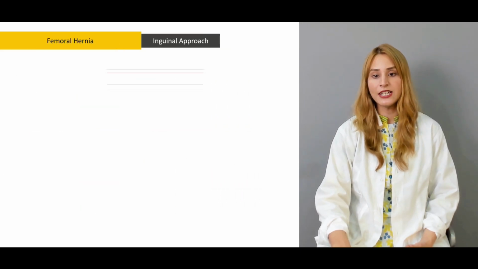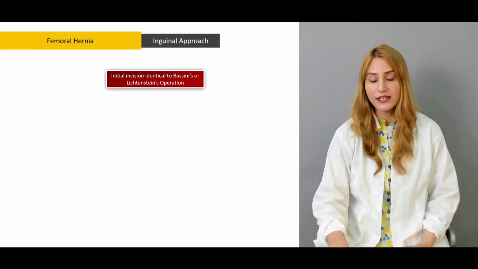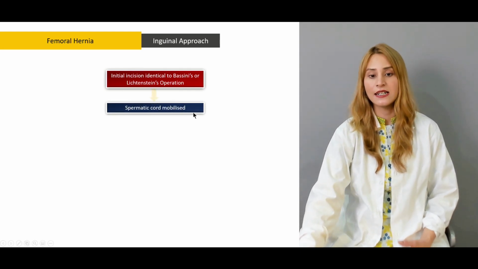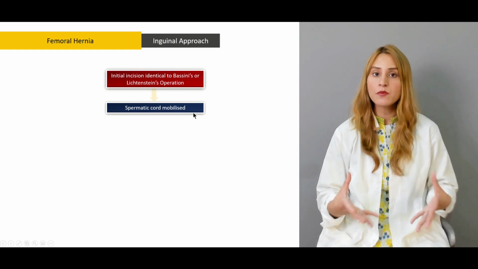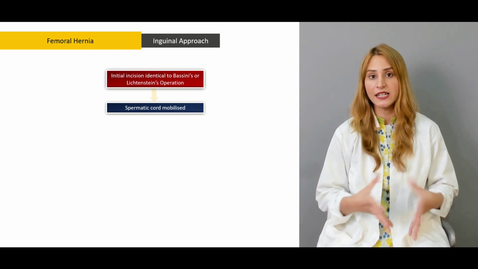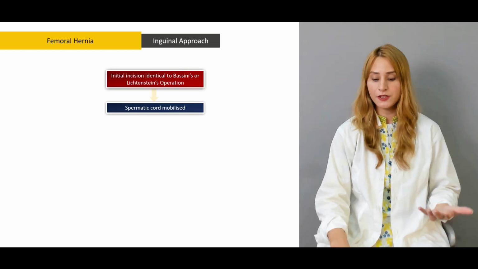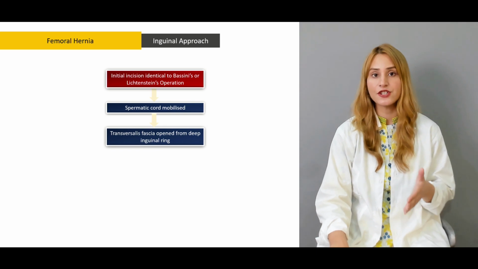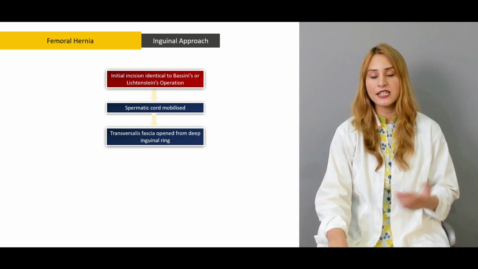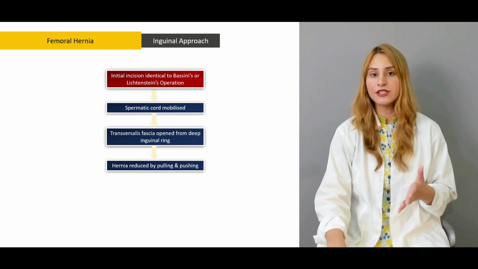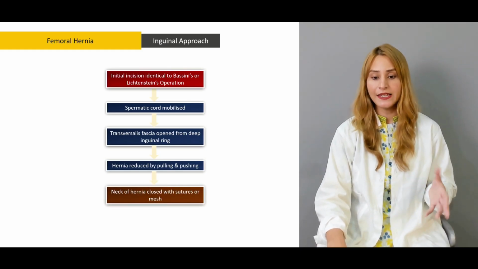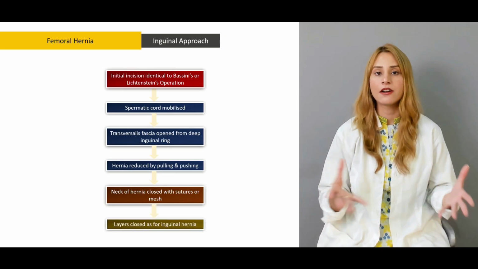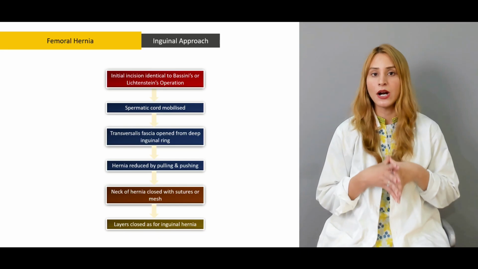Now we'll talk about the inguinal approach, which is also called the Lockwood approach. First of all, this incision is basically very much related to the Bassini's repair or the Lichtenstein operation. You mobilize the spermatic cord, then the transversalis fascia is opened from the deep inguinal ring. The hernia is reduced by pulling and pushing, and the neck of the hernia is closed with sutures or mesh, and then the layers are closed just like for the inguinal hernia.